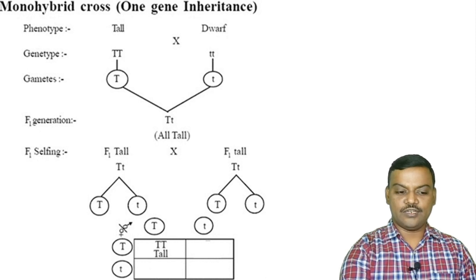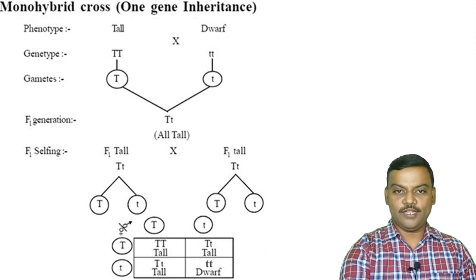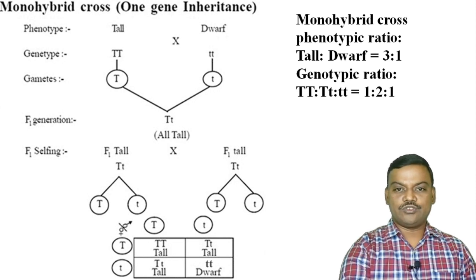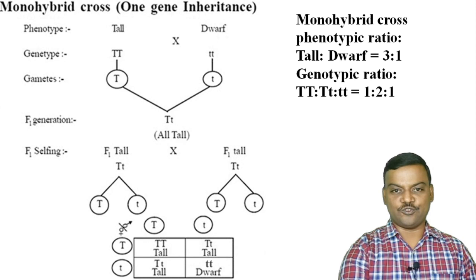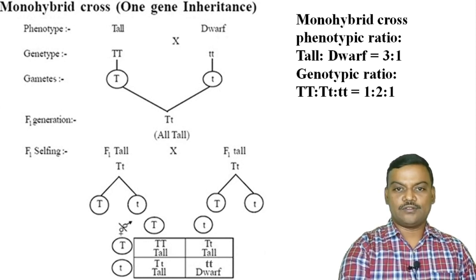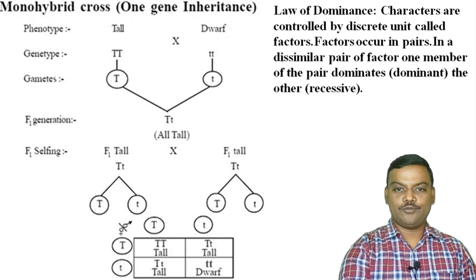In this F2 generation, the first combination, capital T capital T, becomes tall, and the second and third combinations, capital T small t, are phenotypically tall, and the fourth combination, small t small t, becomes dwarf. So this is the flowchart for the monohybrid cross. In this pattern only, you should draw the flowchart for this question. Along with that, we should mention the phenotypic ratio and genotypic ratio. The monohybrid cross phenotypic ratio, tall to dwarf, is 3:1, and the genotypic ratio, capital T capital T to capital T small t to small t small t, is 1:2:1.